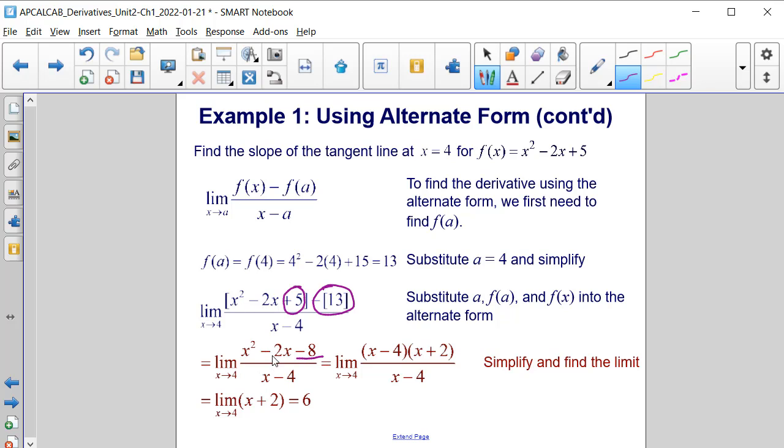And then from here, we can factor x squared minus 2x minus 8 to be x minus 4 times x plus 2. So we have the limit as x approaches 4 of x minus 4 times x plus 2, all divided by x minus 4. Notice these two factors cancel out, so we're finding the limit of x plus 2 as x approaches 4, and now a direct substitution can be used. 4 plus 2 is equal to 6. And that is what the slope of our tangent line will be, or f prime of 4.